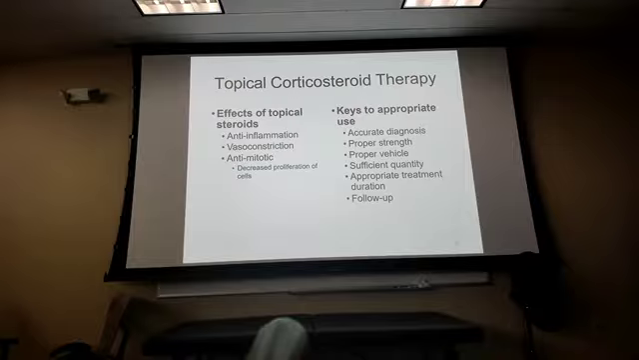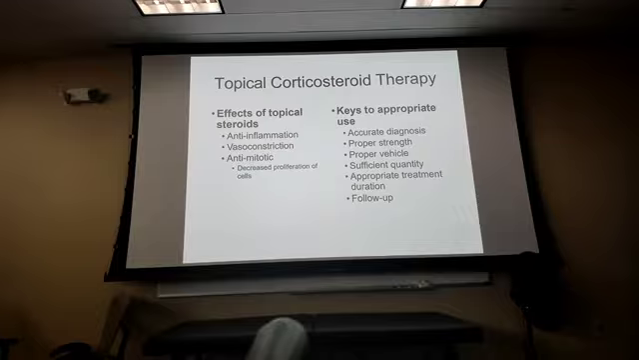Topical corticosteroid therapy. Effects of topical steroids. So that anti-inflammation, vasoconstriction, anti-mitotic. So decreased proliferation of the cells. One of the things that we will want to know is accurate diagnosis. So what is this? Because once I know that diagnosis, then I'm going to know how much of a steroid I would want to use. Proper strength, proper vehicle, okay?